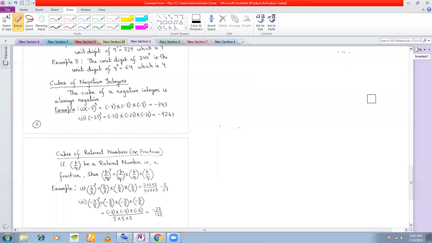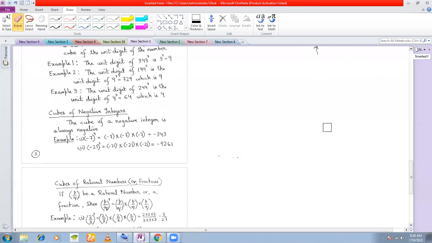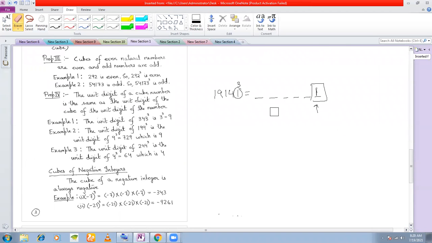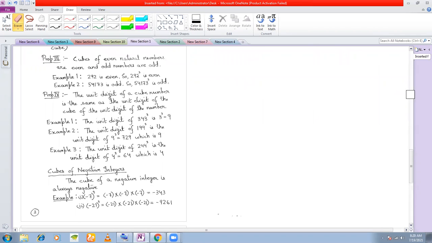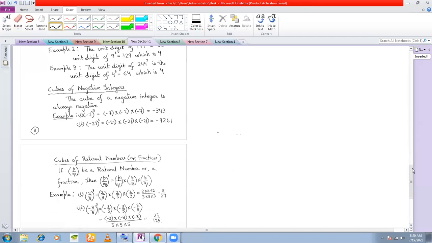Moving on to the next property. No, not property number 4. This is the end. There are no more properties here. Fine. Let's see this: cubes of negative integers. This is very important.